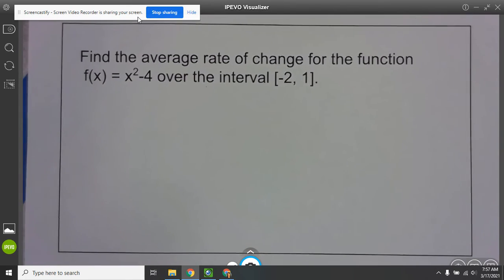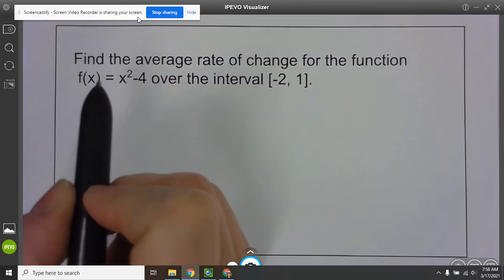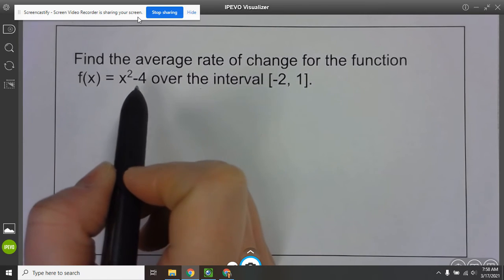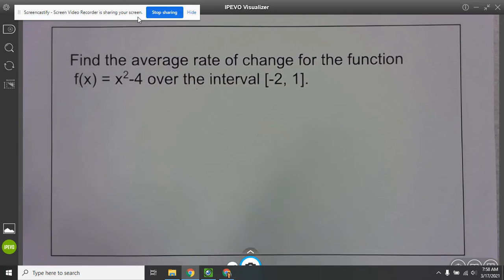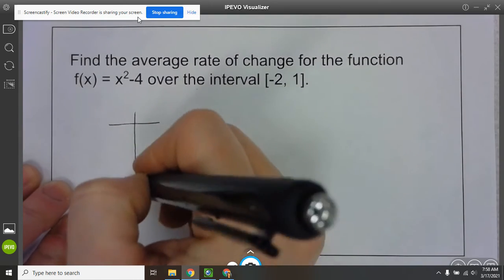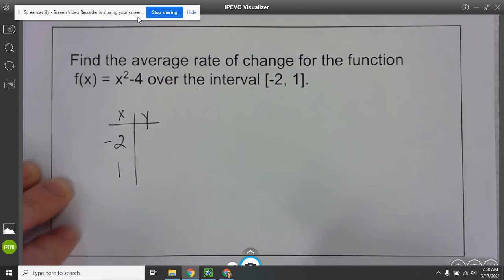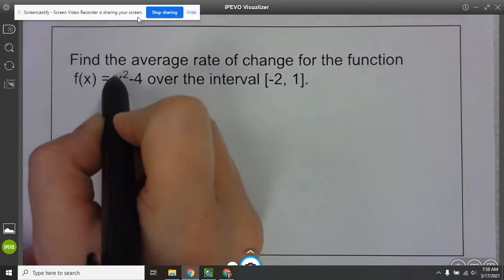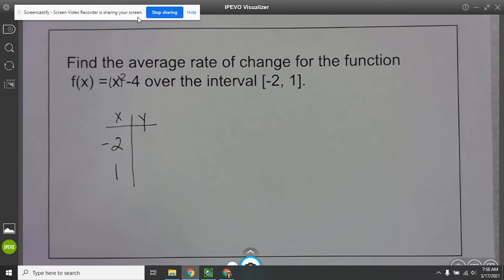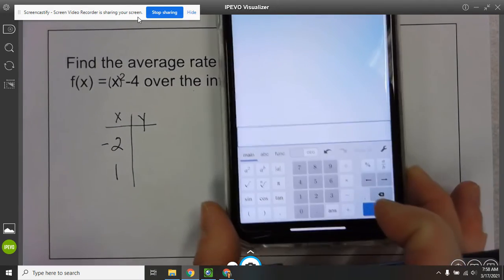And then our last one for this video is going to be using a function. Now, I know we haven't covered this type of function in our class yet, but we do know how to take a function. If I'm given x values of -2 and 1, I do know how to substitute into a function. So what I'm going to do is I'm going to look at replacing this x piece here. And I'm actually going to do this right in my calculator.